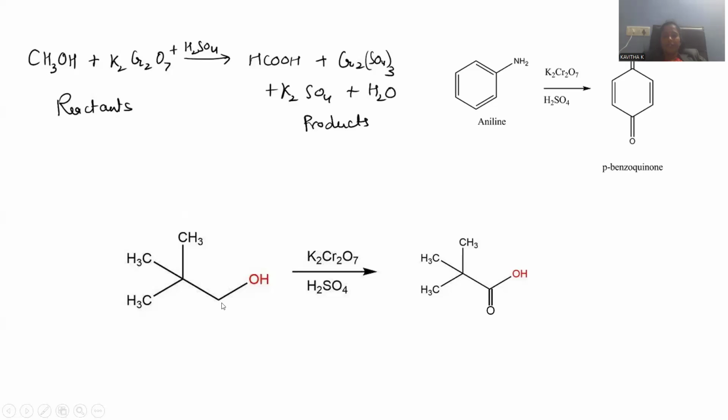If this CH2 is observed, it conveniently goes for further oxidation, giving rise to a carboxylic acid with the dichromate addition. This is the way you can observe the reactant one or two times in order to predict the product in that oxidation.